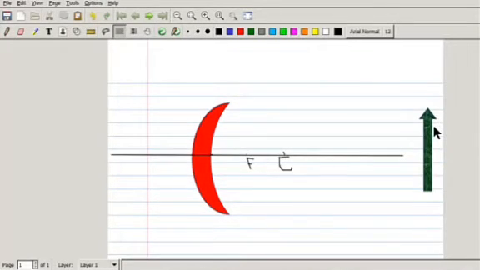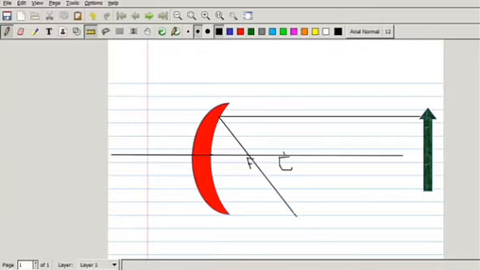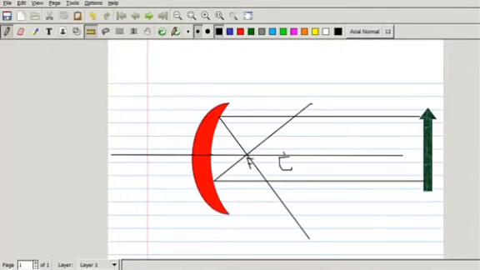Let us consider the object at infinity. Now let us see what will happen to the light ray coming from the infinite object. So, light ray coming parallel to the principal axis, after reflection will go through the principal focus. Like this, light rays will be coming from all directions. They will be passing through the principal focus. So, we will get an image at the point F.